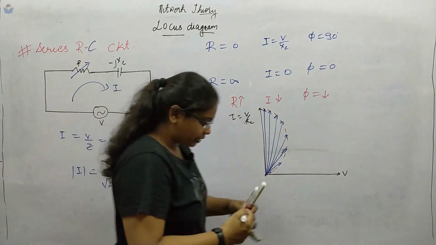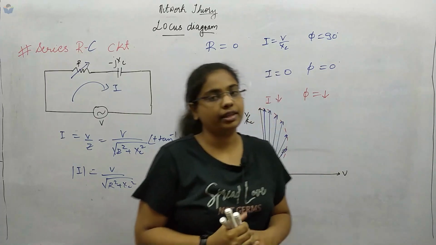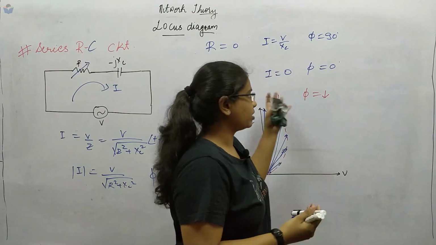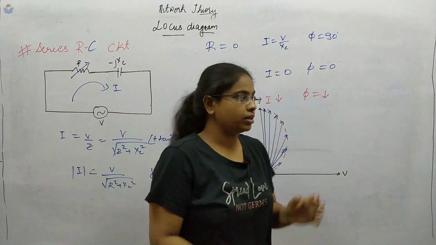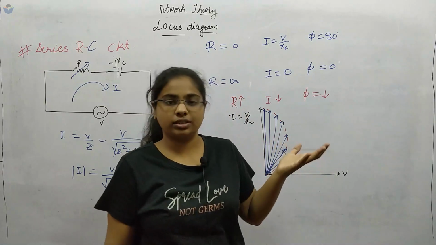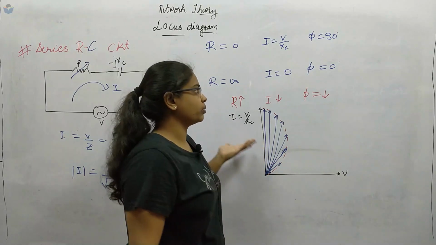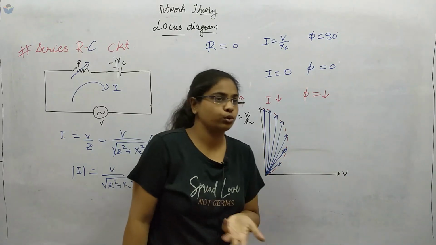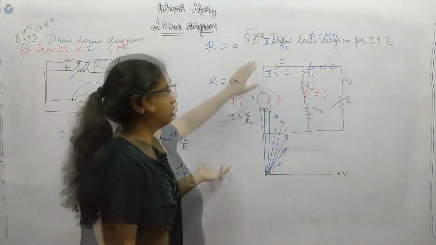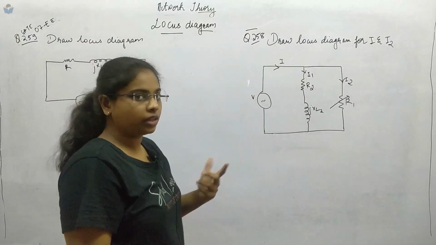Okay, next we will see some of the questions that have appeared in the GATE 2007-2019. Okay, so basically it's a 1 mark or 2 mark question that they will ask. Okay, it's not repeated every year, so we'll not focus much on that. We'll solve some 2-3 questions based on this one. We will see the questions based on the locus diagram.